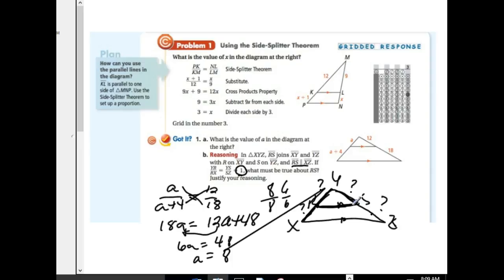Okay? You will find out later as well that RS then is half the size of the bottom one when that happens, okay? Just thought you might need that for understanding. Best of luck.